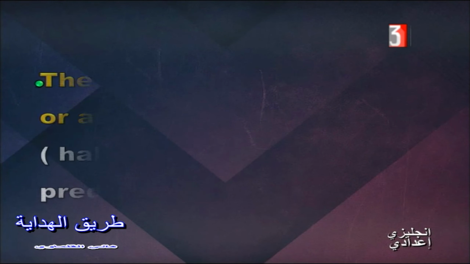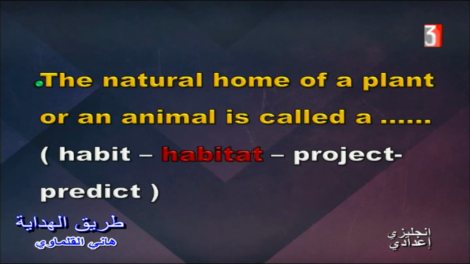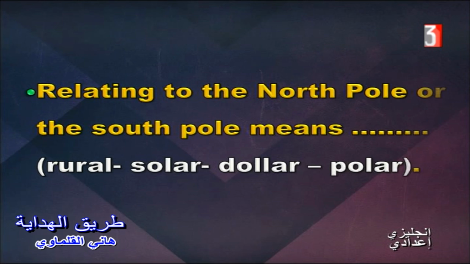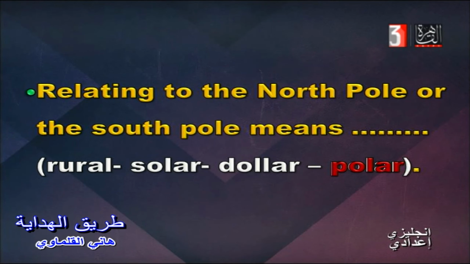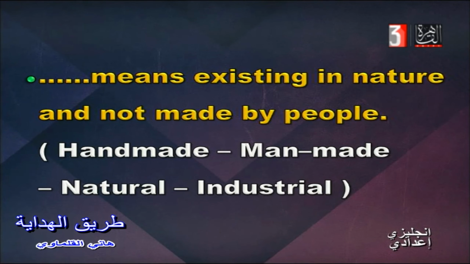Yeah. So the natural home of a plant or an animal is called a blank. Take care here, my dear students. We have the word habit and habitat. Yes, the new word is habitat, mountain. Yes. Okay, so we have another question relating to the North Pole or the South Pole, which means, of course, polar, not rural, not solar, not dollar. Yes. We have here a blank space meaning existing in nature and not made by people.